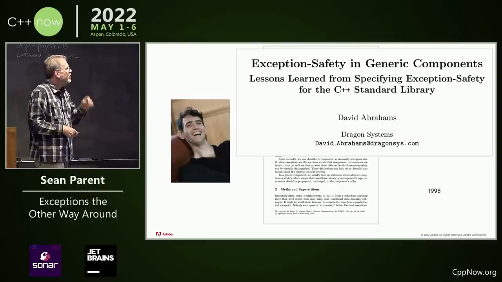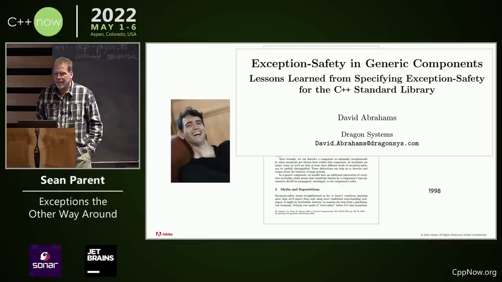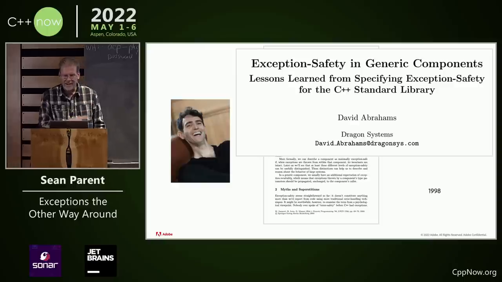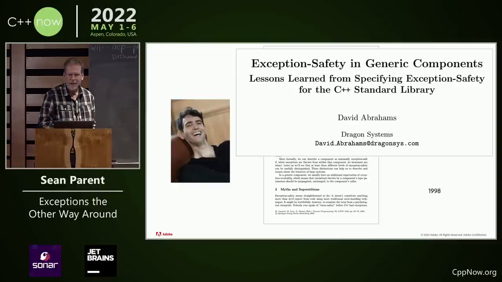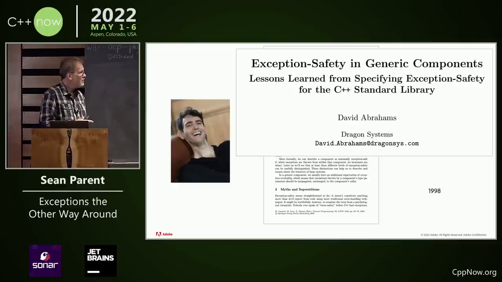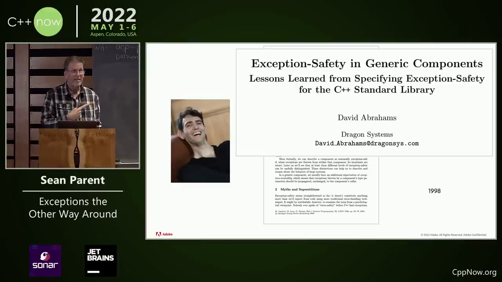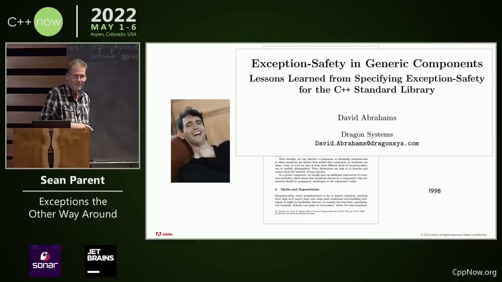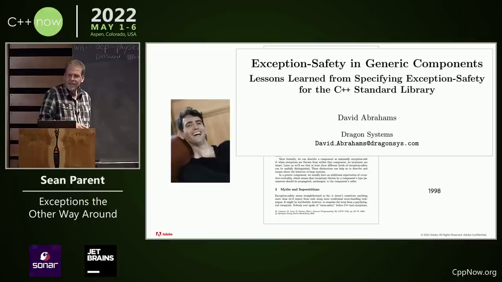So 4 years later, this paper comes out. Okay, this was at the International Seminar on Generic Programming. And this paper, I recommend you all go read it. It's short. It applies equally to error handling, okay, as well as exceptions.